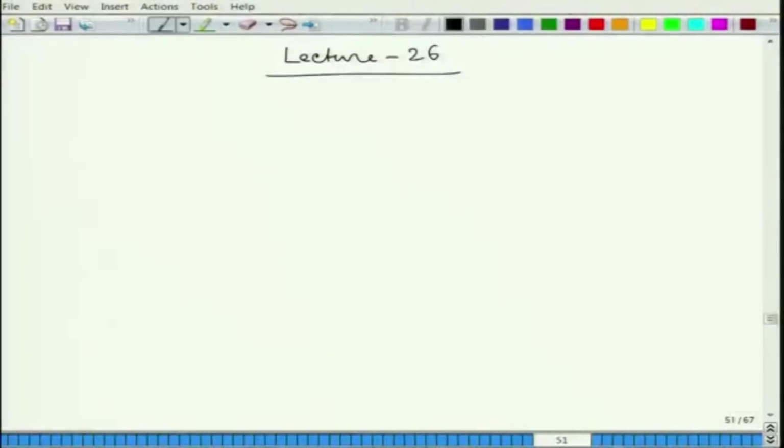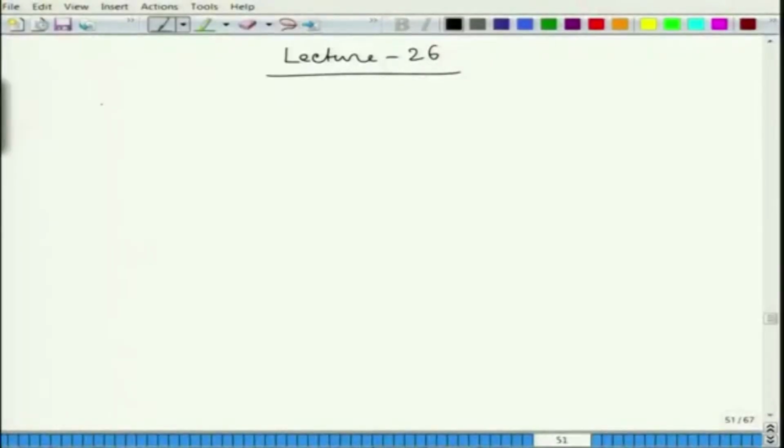missing, in the sense that we have assumed that this U L, or the overall loss coefficient, we know. But in reality we have to calculate it. How to calculate it? So, we will look at how we can get this overall loss coefficient for a parabolic trough collector.